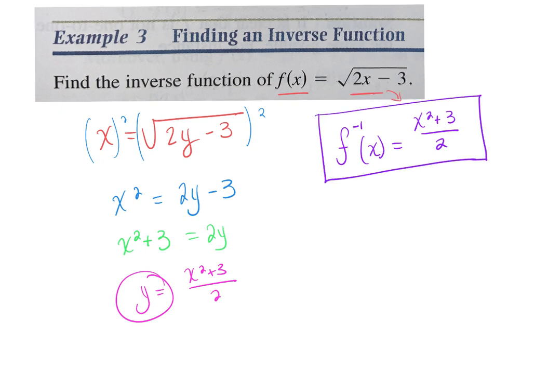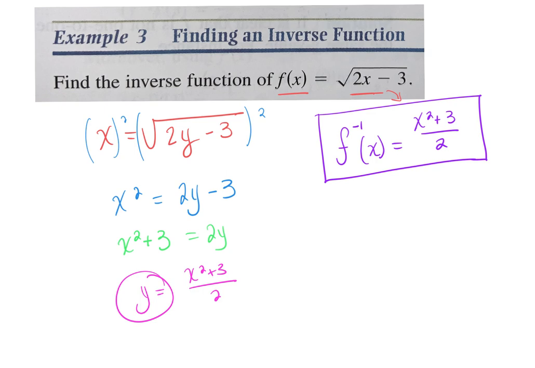So, all right, checking it. Check it either way. It doesn't matter. You can plug this into the root or you can plug the root into this. I would actually plug the root into that. It's just easier. So I'm going to plug this into that function. Instead of x squared, I'm going to write the square root of 2x minus 3, squared, plus 3, over 2.